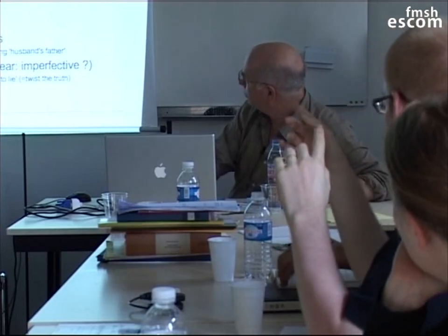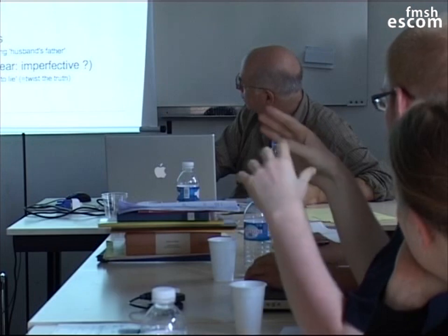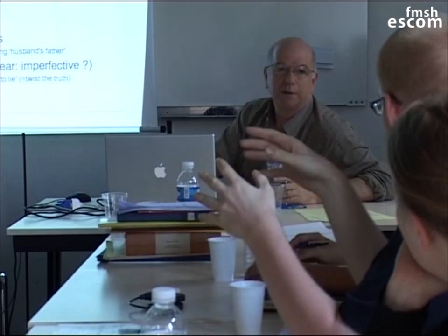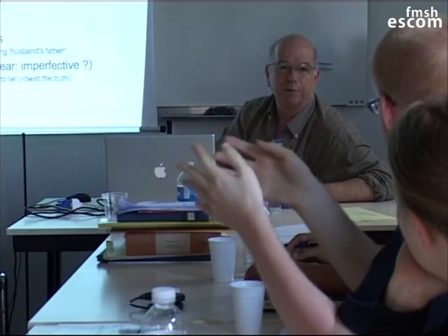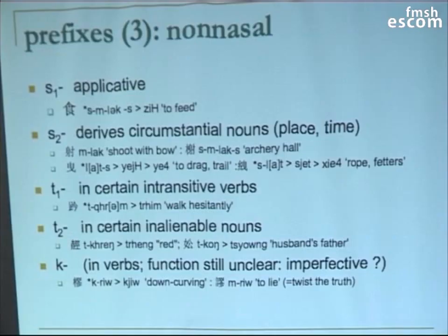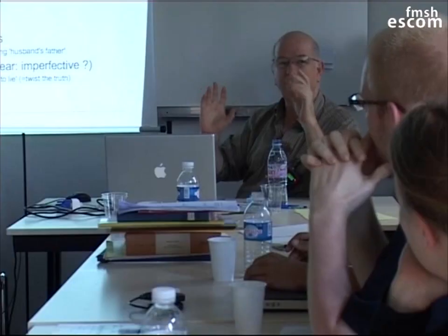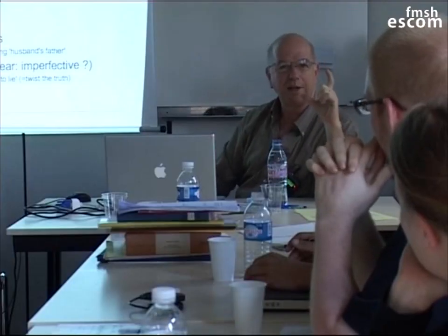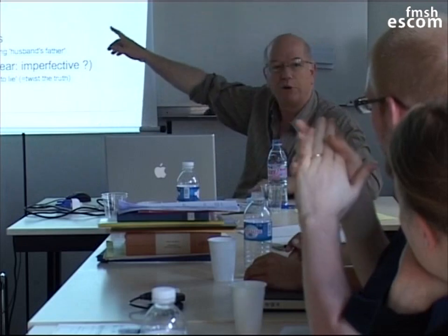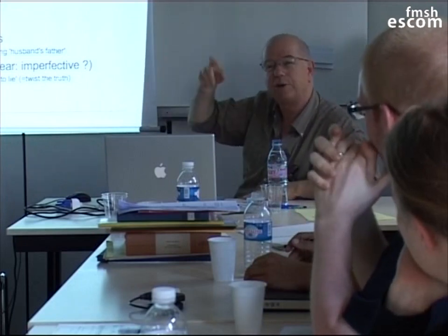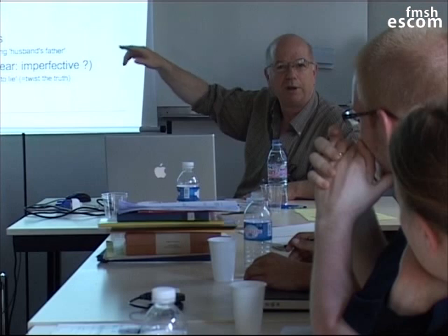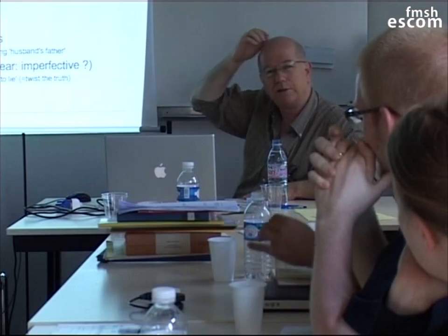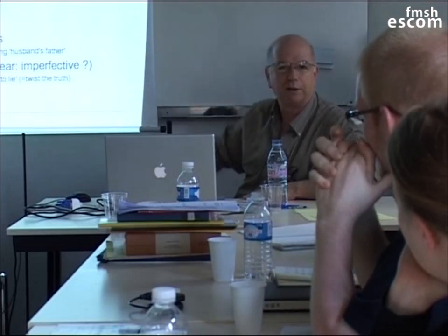For instance, if you have mlak, which is a verb, and then you have mlaks, the S suffix could give you a noun. I think we have it without the initial S also. So the answer is that you have to look at the entire word family, which is usually more than two forms, and then figure out what the overall pattern is.